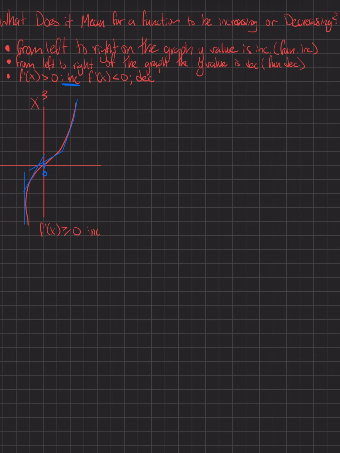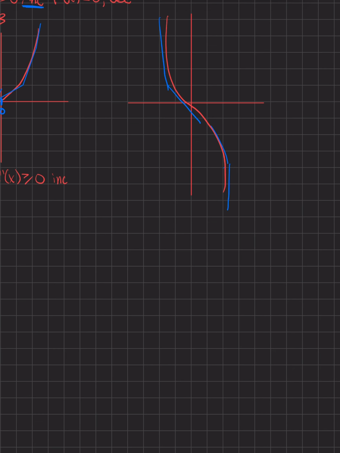Correspondingly, it's also the same with negative x cubed, but it's opposite. You can see here that if you take tangent points at any point on here, the slope of your function is always going to be negative. So you could write that down as f prime of x is less than or equal to 0, and it's going to be decreasing.